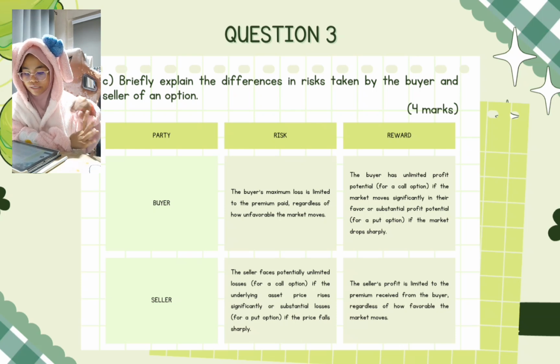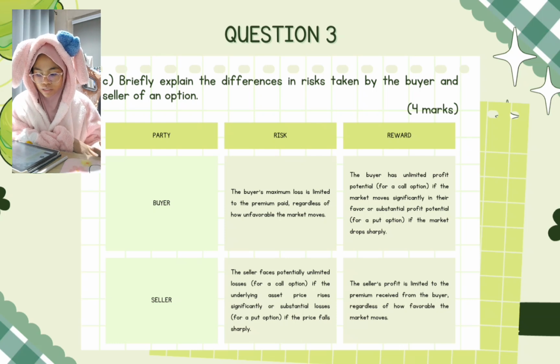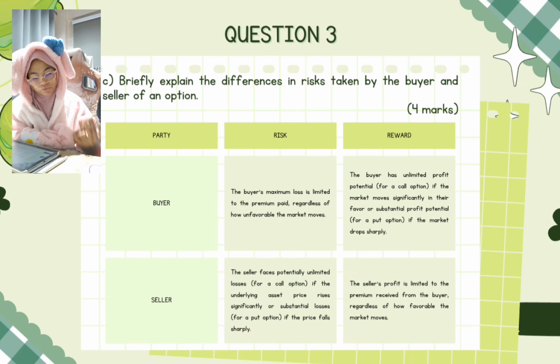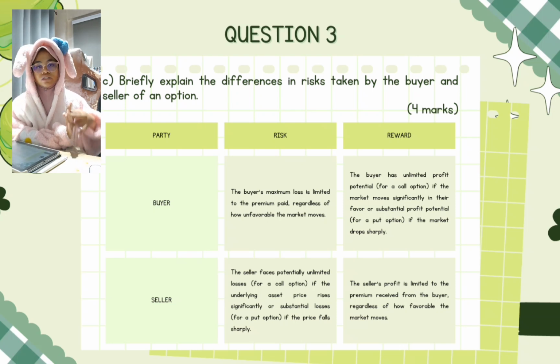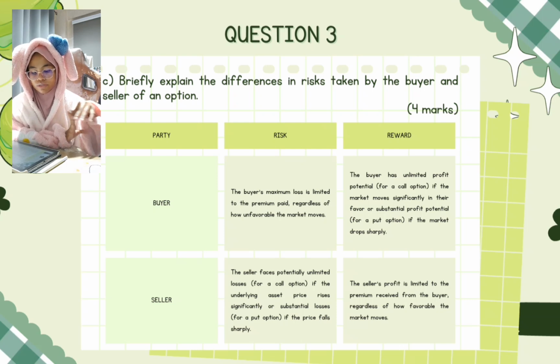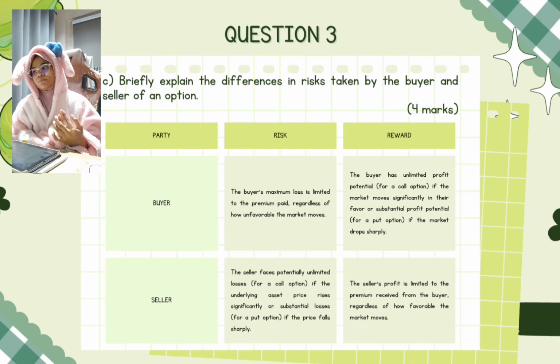For the reward, the buyer has unlimited profit potential for a call option if the market moves significantly in their favor, or substantial profit potential for a put option if the market drops sharply. For the seller, the profit is limited to the premium received from the buyer regardless of how unfavorable the market moves.